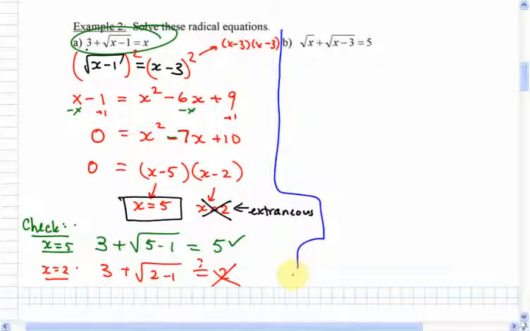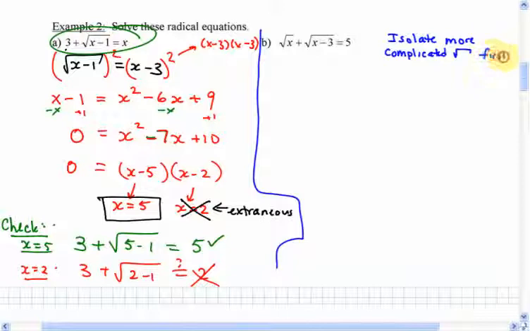B is very similar, except now you have 2 square roots, and when you have 2, don't worry, the steps are the same. But my suggestion to you is always isolate the more complicated square root first. So let me ask you, which one should I leave on the left side then? The root x or the root x minus 3? I will leave the root x minus 3, which means I need to take that root x and move it to the right side.